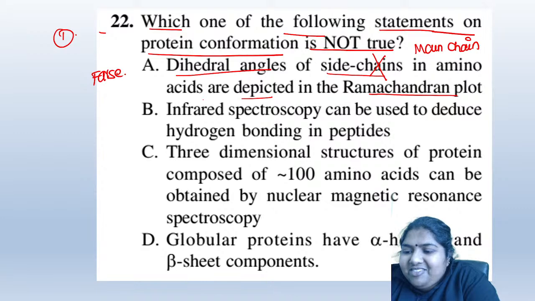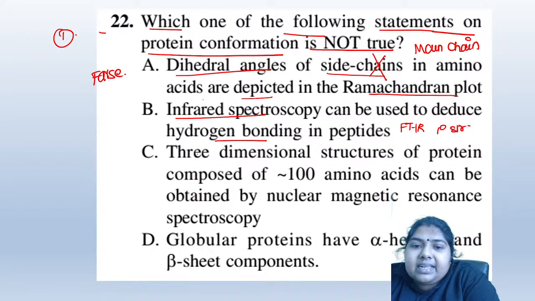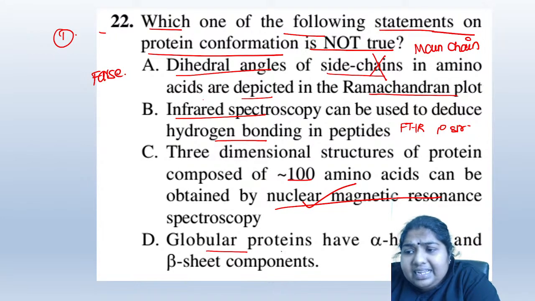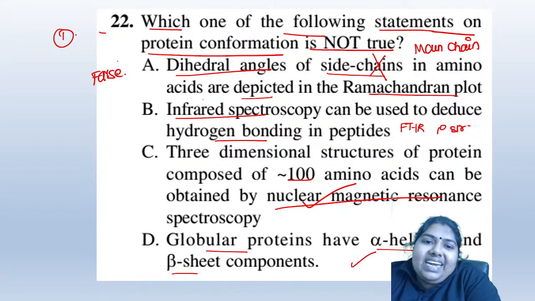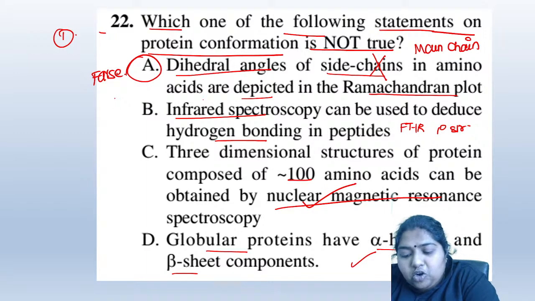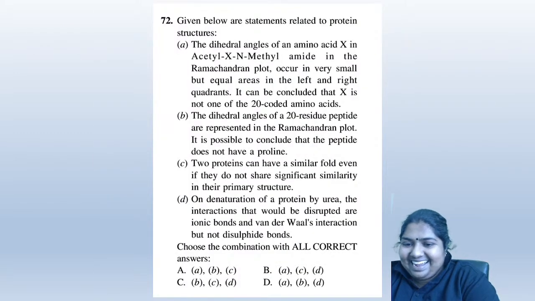So see here, IR can be used to find the hydrogen bonding. Absolutely. IR is going to be for your secondary structure, so definitely all the bonding can be deduced. The three-dimensional structure up to 100 amino acids can be measured by your NMR. If it is greater, you have to use your X-ray. But if it is going to be lesser, you can use the NMR. Globular proteins have both your alpha helix and beta sheets. Yes, they can have, nothing wrong in it. So the only incorrect option is the one meant for the side chain. It should be only the main chain.